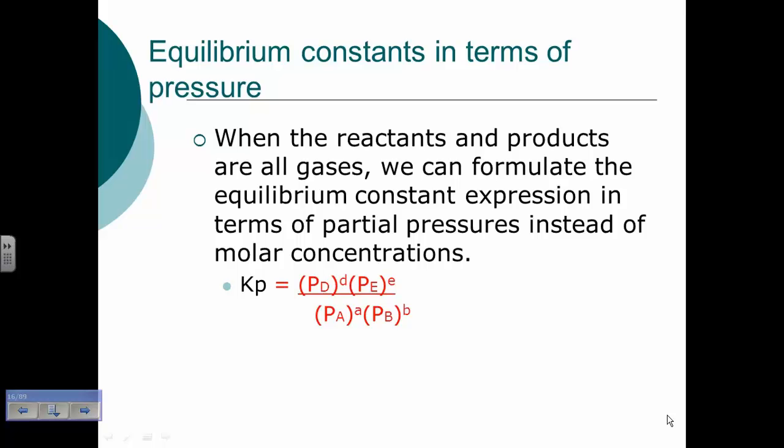Standard pressure is 1 atmosphere. Sometimes if you're given torr or millimeters of mercury, you may find it convenient to convert that to atmospheres so that when we calculate from Kc to Kp, we come up with a common answer. Products over reactants, stoichiometry dependent.